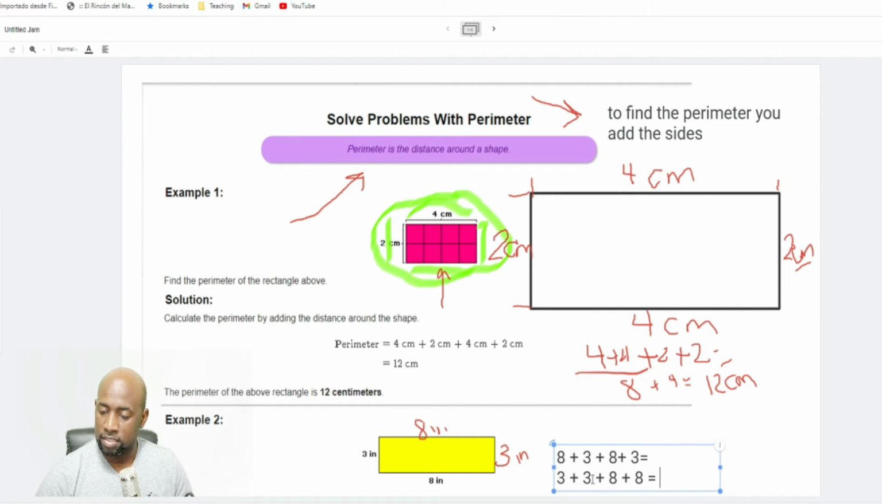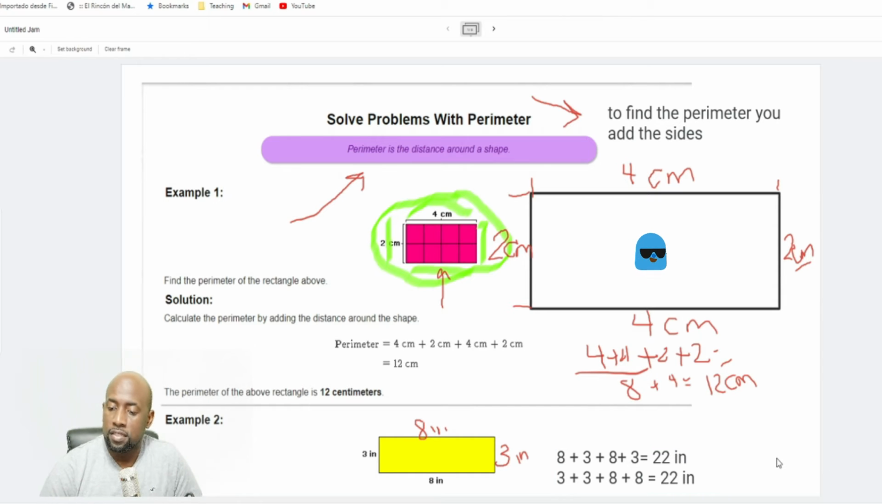3 plus 3 is 6. 6 plus 8 is 14. 14 plus 8 is 22. 22 inches in this case, right? We're going to write here, in. And then 8 plus 3 is 11. Plus 8 is 19. 19 plus 3 is equal to 22. So the total is the same.